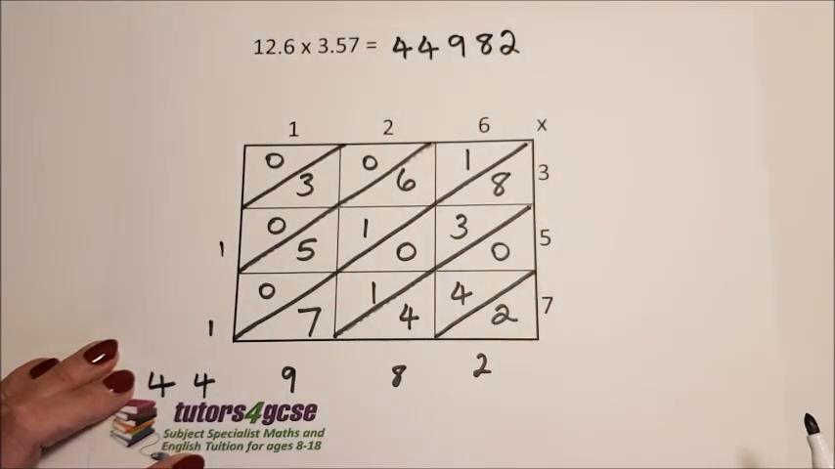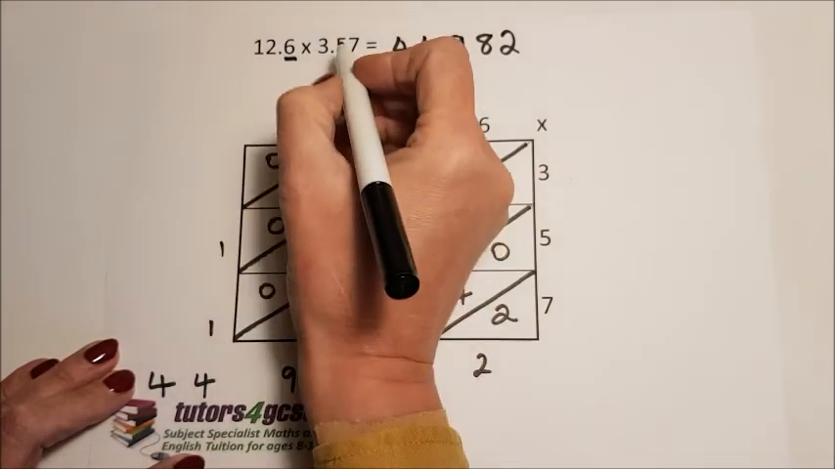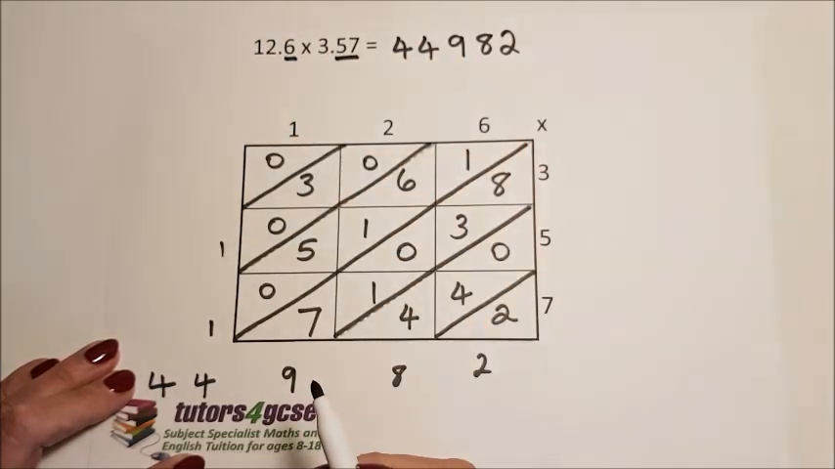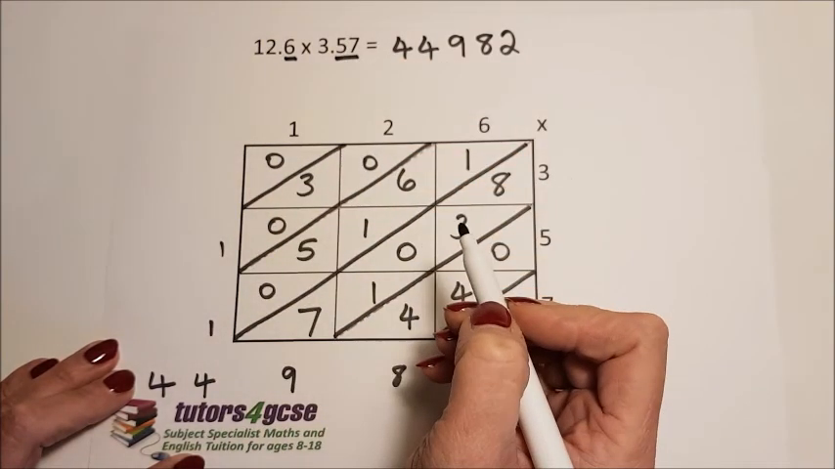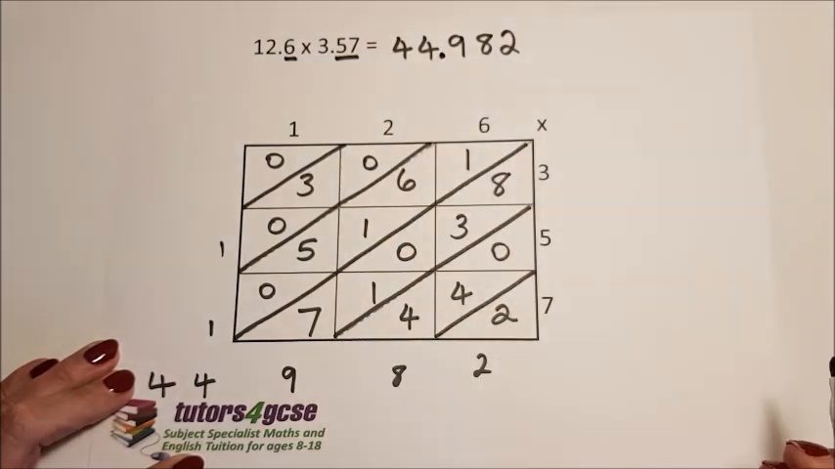All that remains is to find out where to put the decimal point back in. So we have 1 decimal place in this number and 2 decimal places in this number, which means we have 3 decimal places altogether. 1 here and 2 here, 3 altogether. So 1, 2, 3, put the decimal point in there, and our answer is 44.982. Did you get that? I hope you did. Excellent.